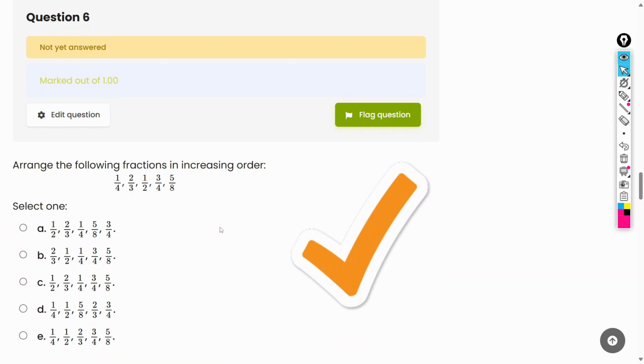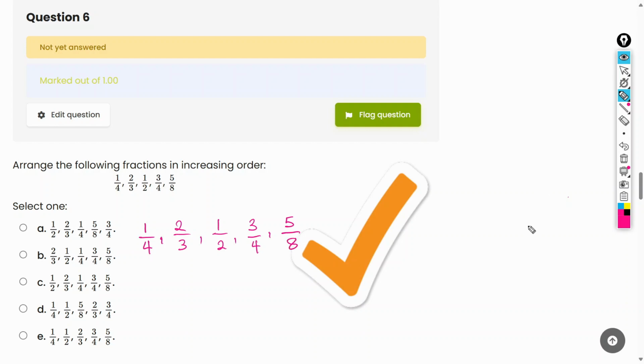Arrange the following fractions in increasing order. In increasing order. So let me rewrite these fractions. So there's 1 out of 4. There's 2 out of 3. There's 1 out of 2. There's 3 out of 4. And there is 5 out of 8.